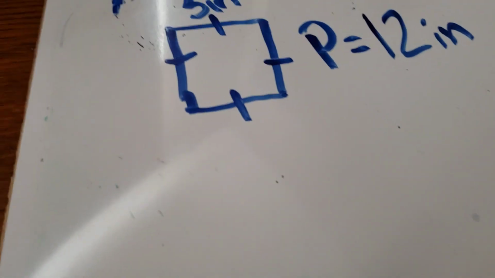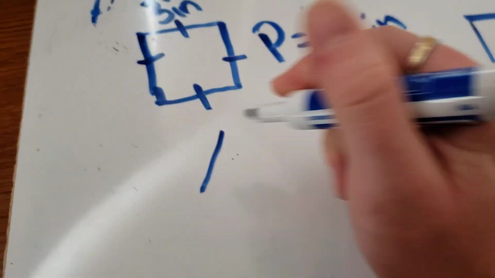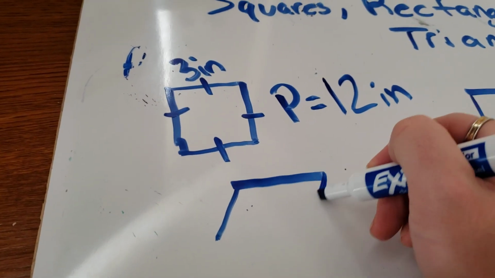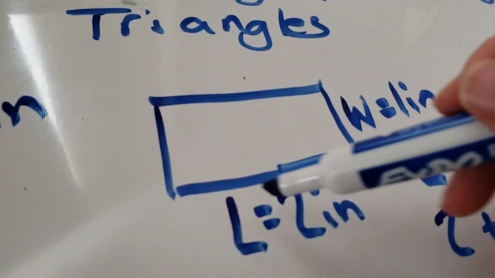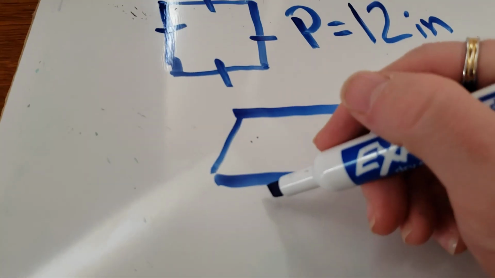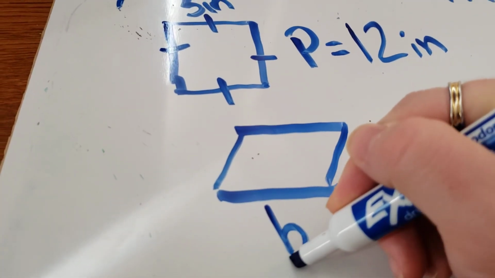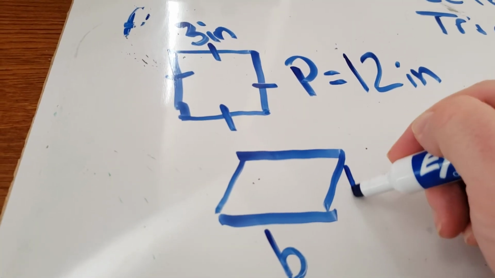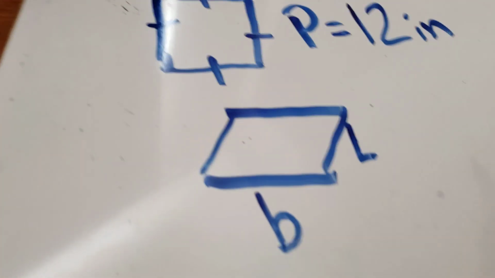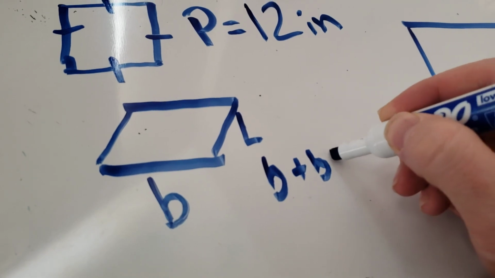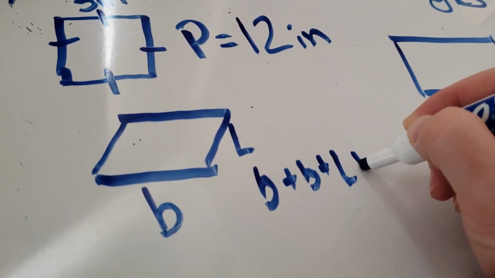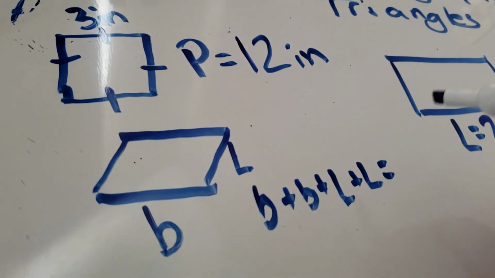Next shape would be a parallelogram. So let's draw a parallelogram that is not a rectangle or a square. And the same idea applies. However, with a parallelogram, instead of dealing with the length and the width like we did with a rectangle, remember we rename those, and we call this the base, and we can call this the length. So same idea here. We take 2 of the bases plus 2 of the lengths to give us our perimeter.